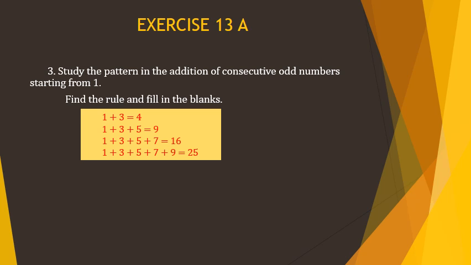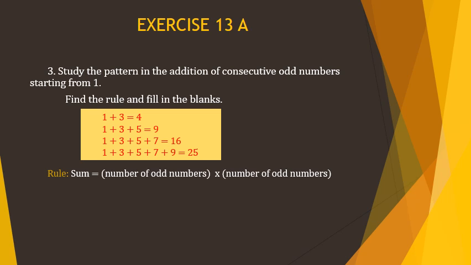So children, can you find out the rule? Well, the rule is the sum of consecutive odd numbers is equal to the number of odd numbers multiplied by the number of odd numbers. So children, in the first one, you can see there are two odd numbers. So the number of odd numbers is equal to 2. So 2 multiplied by 2 is equal to 4. The answer is coming 4.